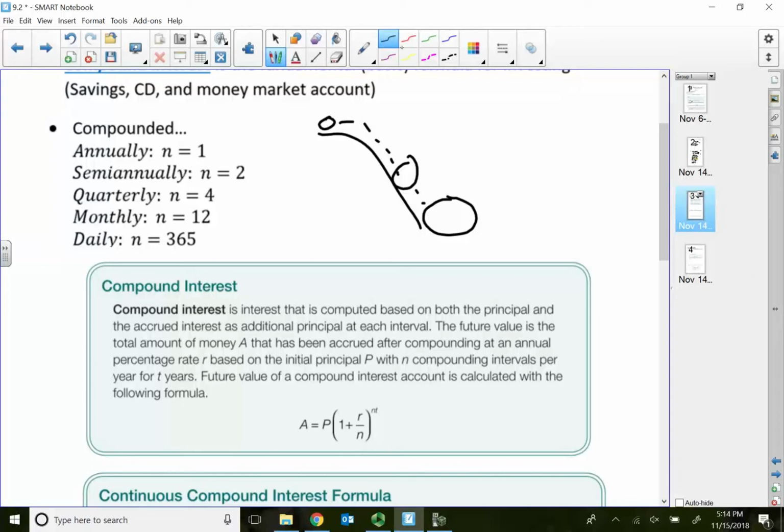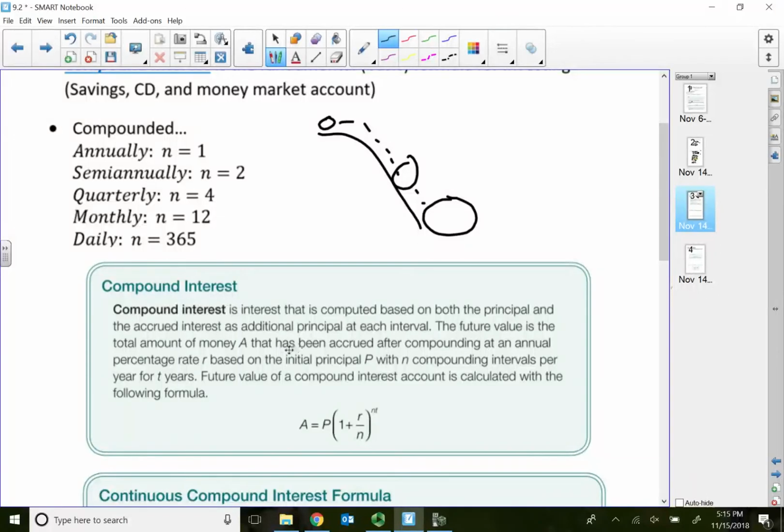Whenever you see compounded annually, that means the account, like a snowball, only rolls over one time in a year. It's always by the year. Semi-annually means the snowball only rolls over 2 times in 1 year. Quarterly is 4 times in a year. Monthly, n is 12. Daily means I'm compounding 365 times in a year.